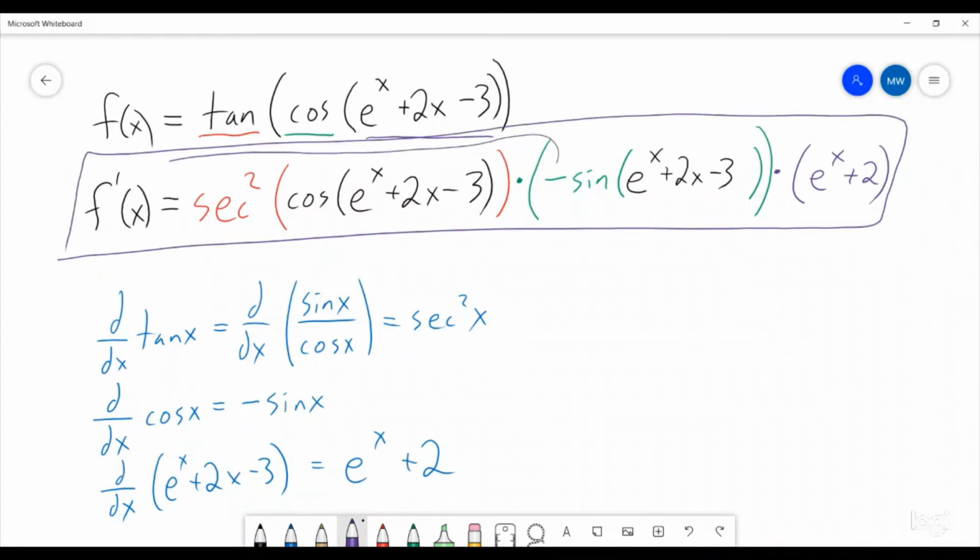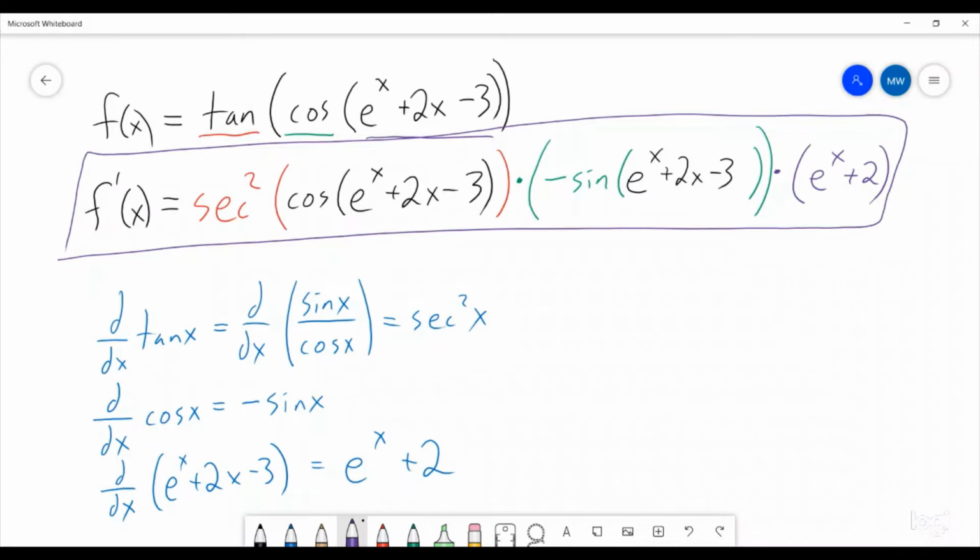Sine all the way out, squared of the x plus 2, times sine of e to the x plus 2x, times e to the x plus 2. You could move the negative sign out, but as it is written, that is a good way of being able to express this answer.